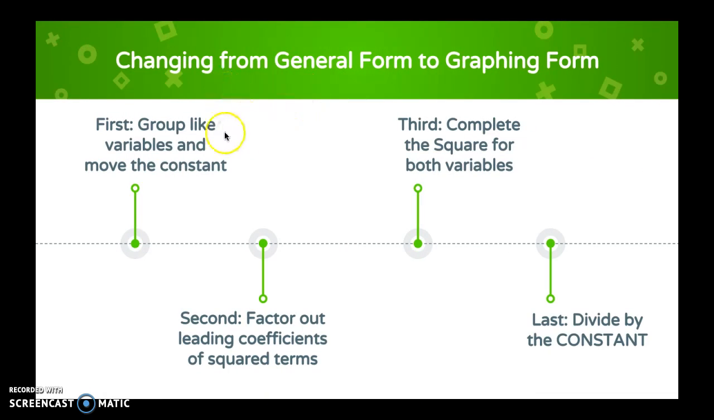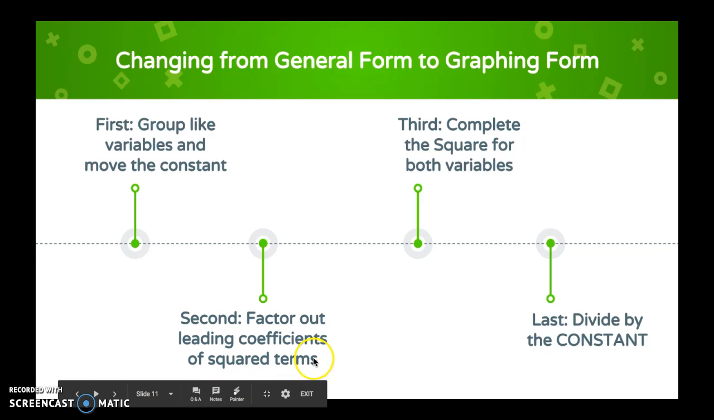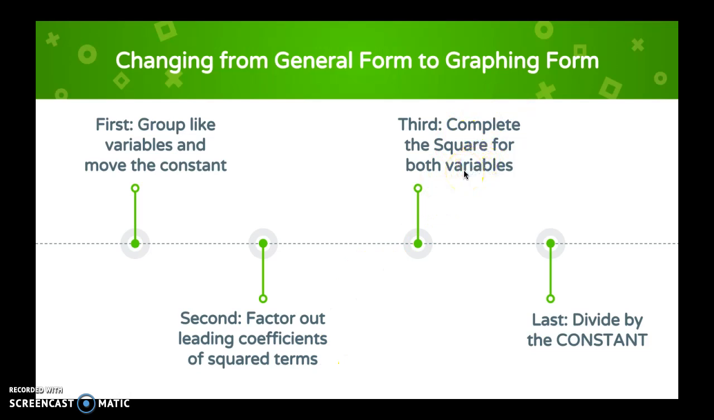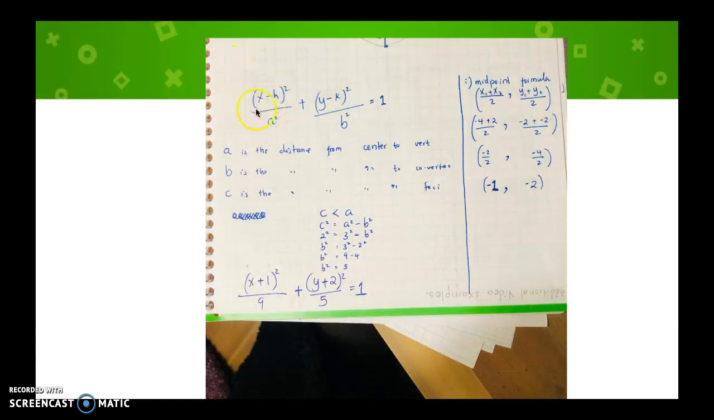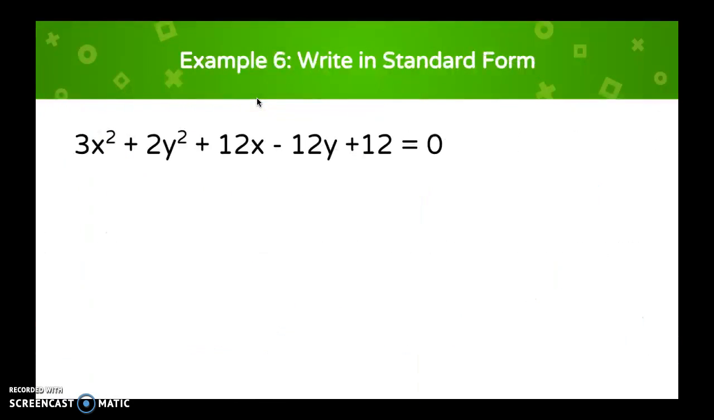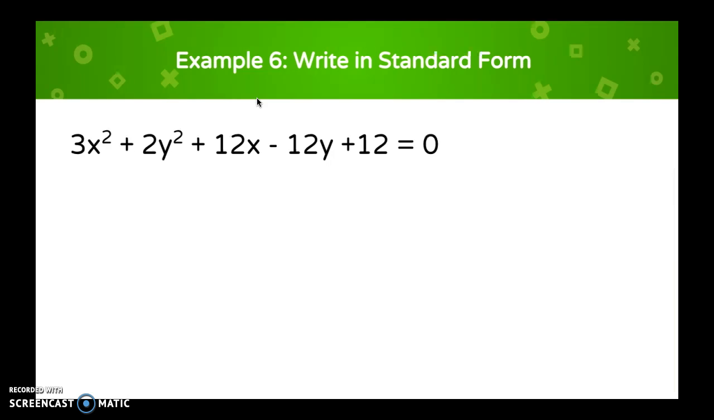So first of all, we need to group like variables and then move the constant and then factor out the leading coefficients of the squared term, because we need to complete the square of both variables, the x and the y variable. And last but not least, we need to divide out the constants in order to have this form where there's nothing in front of the x. Okay, so the only way to do it is by example. Pause the video and have a try at it, and then we'll talk about it in a few minutes.